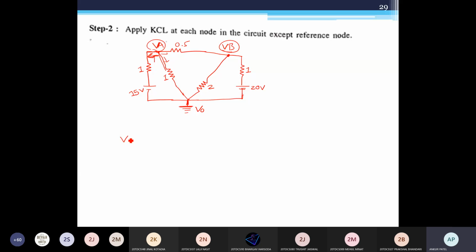Tell me this VA and VB. You can directly go for the elimination, or you can go for the determinants and Cramer's rule.